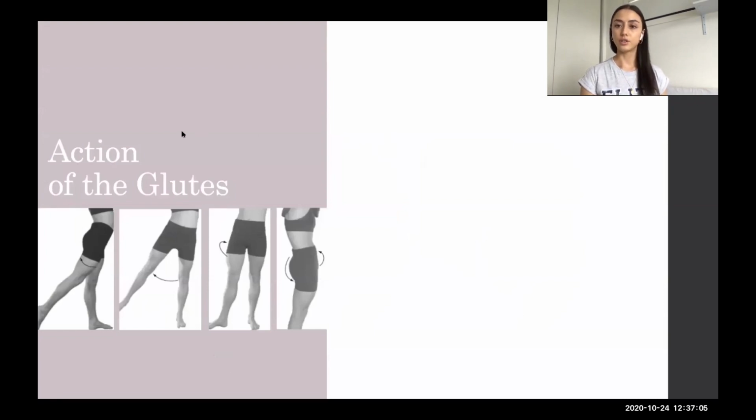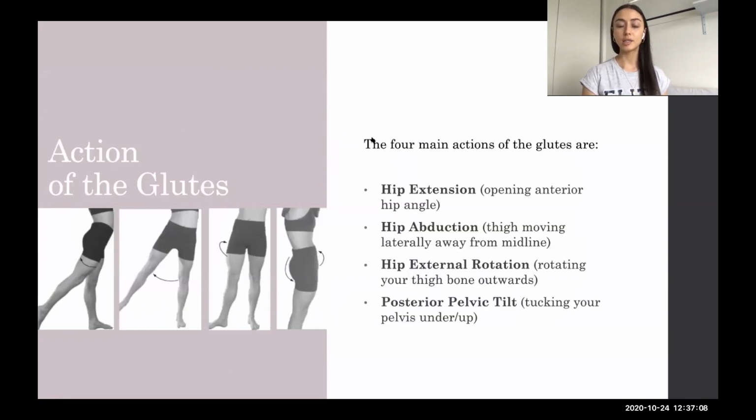Looking at the action of our glutes, your glutes perform four main actions. We've got hip extension, and that's the opening up of that anterior angle of the hip. So hip flexion would be the opposite, so bring your knee towards your chest. So you're in hip flexion at the bottom of a squat, but then as you come up, you're in hip extension. So you can do hip extension by taking your thigh backwards behind you, like in a quadruped hip extension or a cable kickback. And you can also achieve hip extension through bringing the hips forwards at the top of a hip thrust, coming up from a lunge or a deadlift as well.